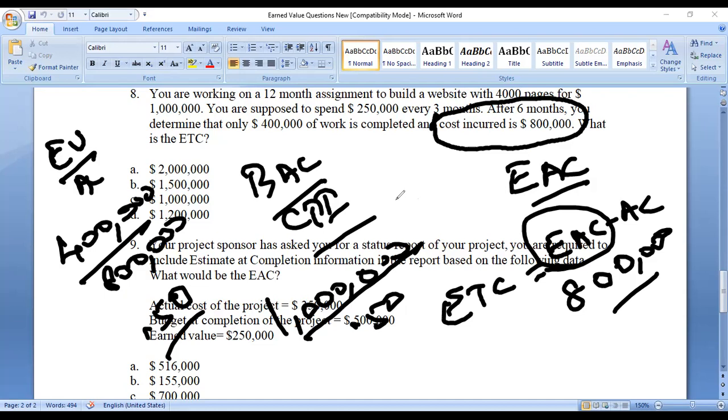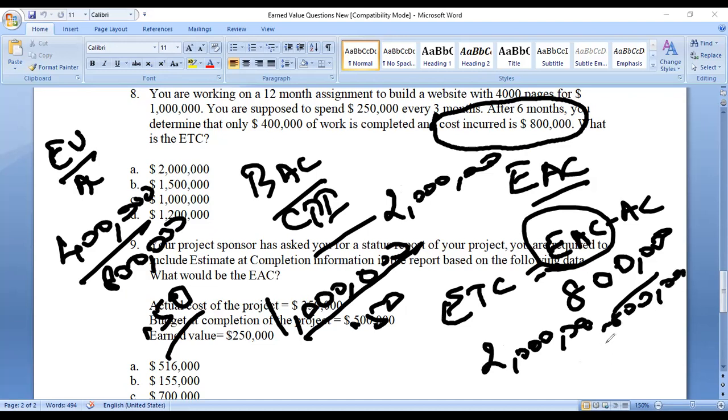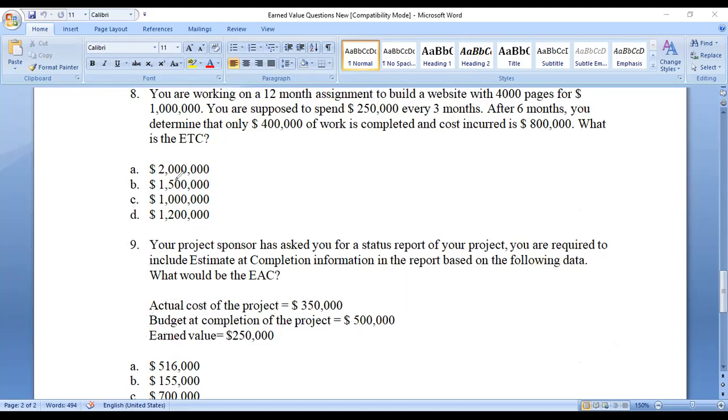2 million, right? Yes, 2 million. So bring the 2 million here: 2 million minus 800,000. The ETC formula is EAC minus AC. AC we already know is 800,000, and EAC is 2 million. So what is the answer? 1.2 million, right?